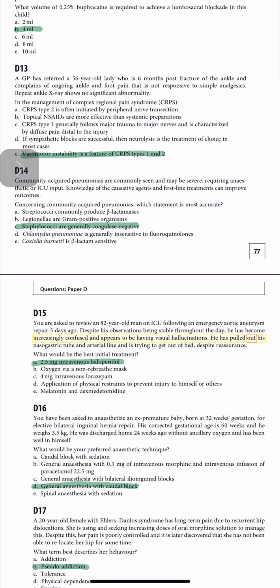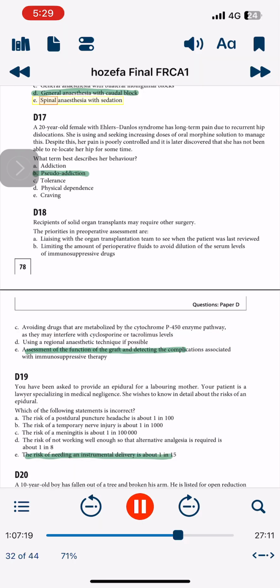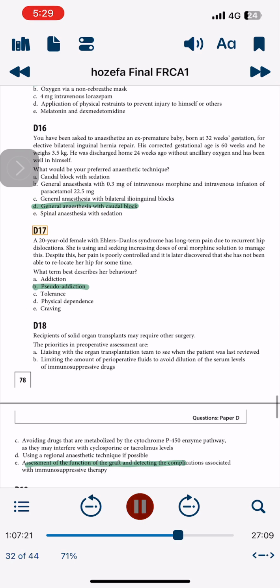E. Spinal anesthesia with sedation. D17.